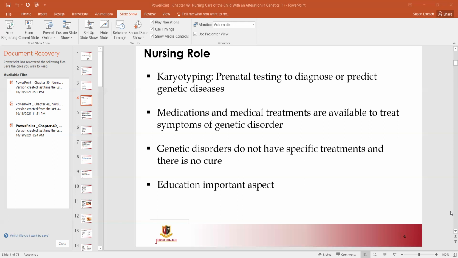So when we're caring for these children with the genetic disorder, it's going to involve things like assessment, nursing analysis, planning, interventions, evaluation. So a number of things related to the nursing process will apply to the care of the child with genetic disorders. The overall understanding of the care involved for a child with an alteration in genetics is individualized, and the care is based on the specific needs for that child and family.